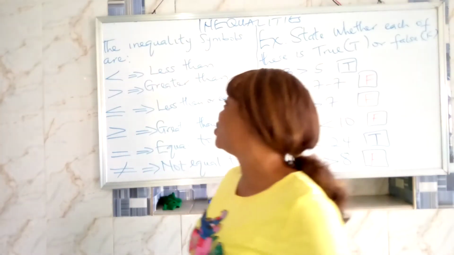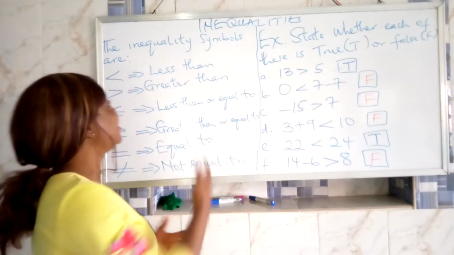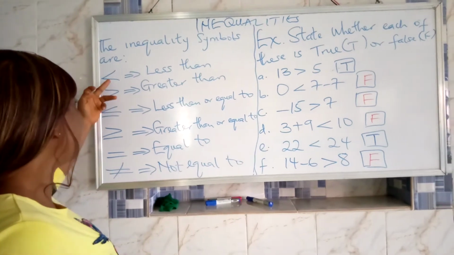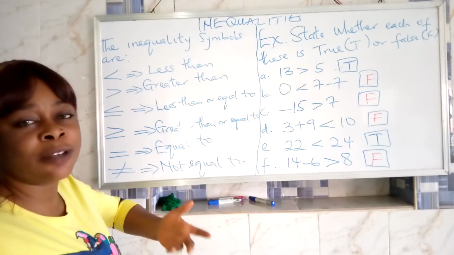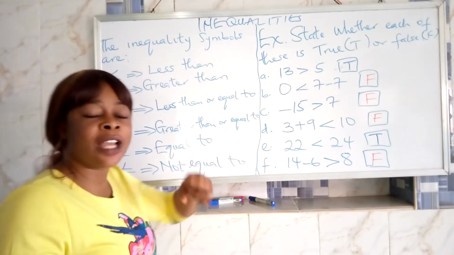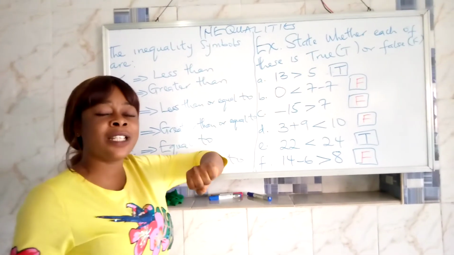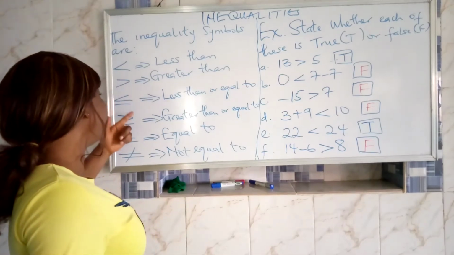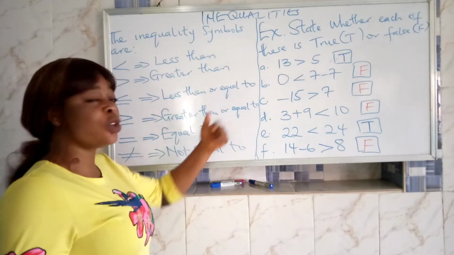What do I have for you today? Inequalities. And these are the symbols we use under inequalities. Look at the first one, we call it less than. For you to remember and understand it better, you can use your left hand as an example. This is my less than, while my right hand is my greater than.